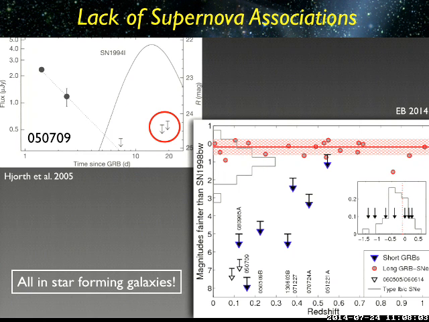The interesting thing is that all of these systems, all of these events, occur in star-forming galaxies. Okay, so even though those events are in star-forming galaxies, the progenitor is clearly not core collapse supernova.